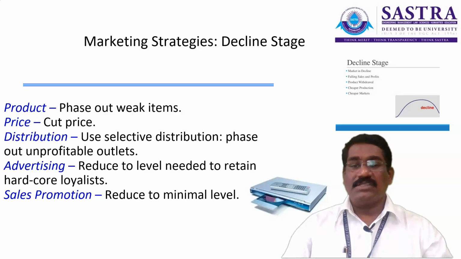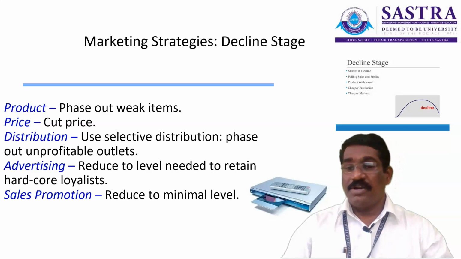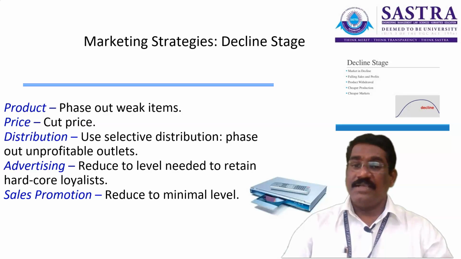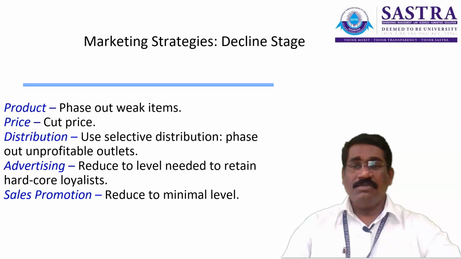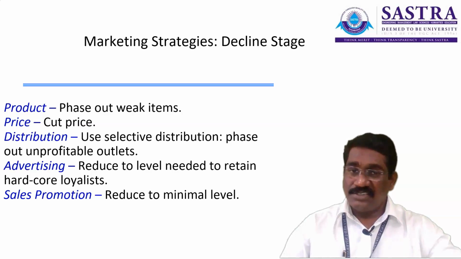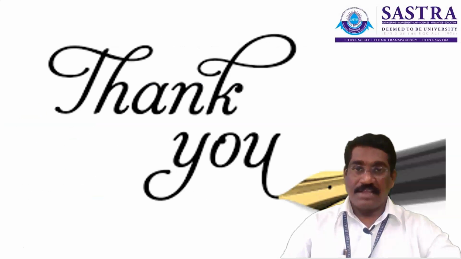And when you talk about sales promotion, it will be reduced to the minimum level possible, because we have already reduced the price, and the profit is also getting reduced. For that reason, we cannot spend more on sales promotion. I hope with these inputs you really understood the concept of the product life cycle. Thank you so much.